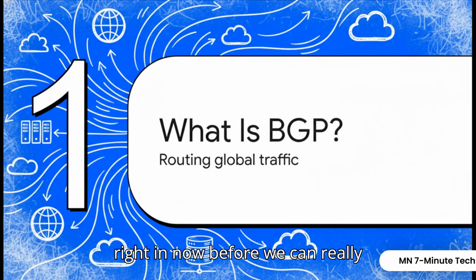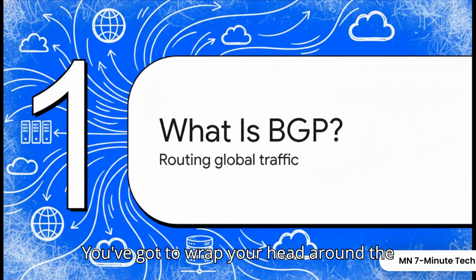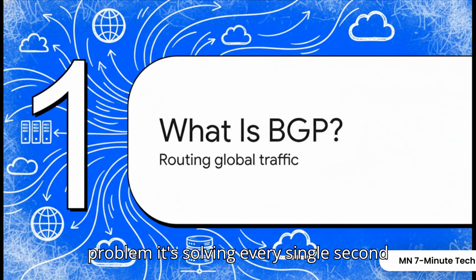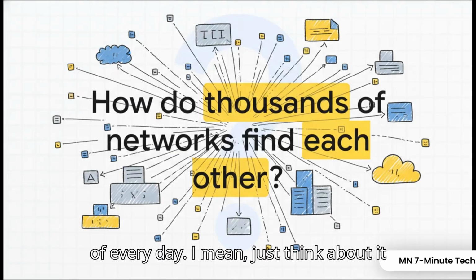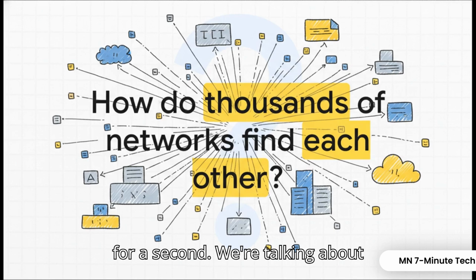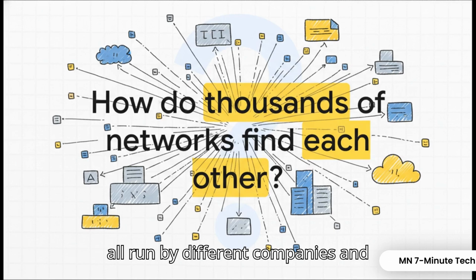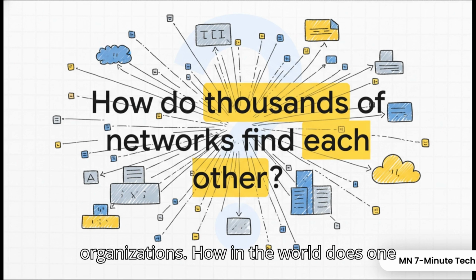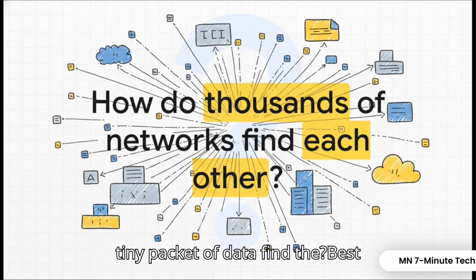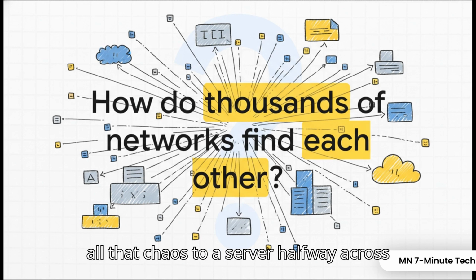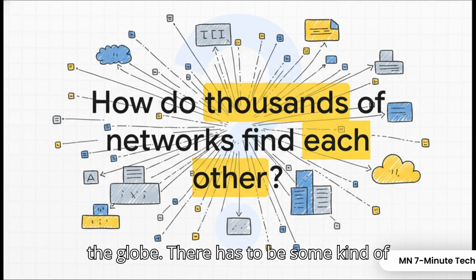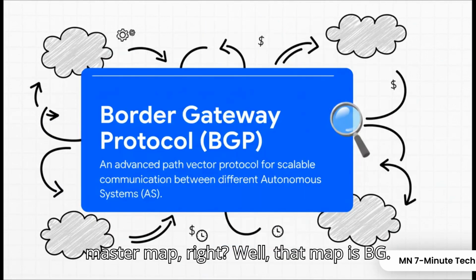Now, before we can really appreciate the solution, which is BGP, you've got to wrap your head around the absolutely mind-boggling scale of the problem it's solving every single second of every day. I mean, just think about it for a second. We're talking about thousands of completely separate networks, all run by different companies and organizations. How in the world does one tiny packet of data find the best possible path from your device through all that chaos to a server halfway across the globe? There has to be some kind of master map, right? Well, that map is BGP.